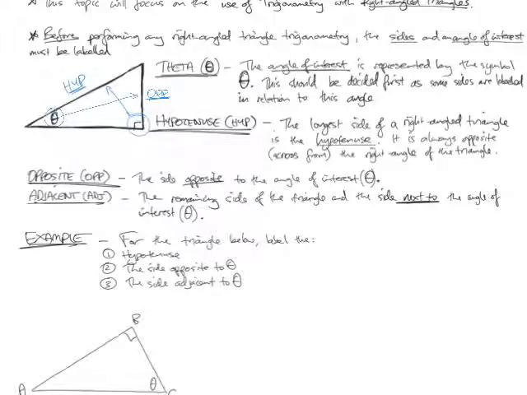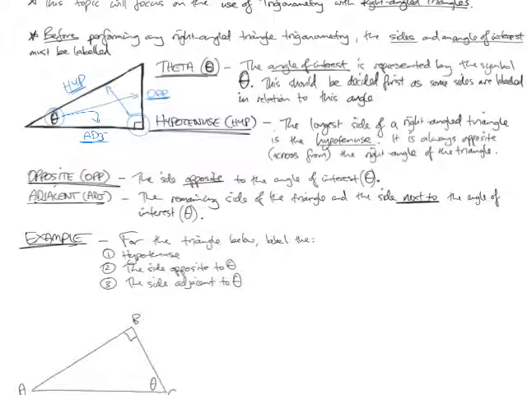Adjacent, the remaining side of the triangle and the side next to the angle of interest. So the hypotenuse and the remaining side are both next to the angle, but the hypotenuse is already decided. So this must be ADJ, adjacent. Adjacent in the word itself means next to or beside, okay?